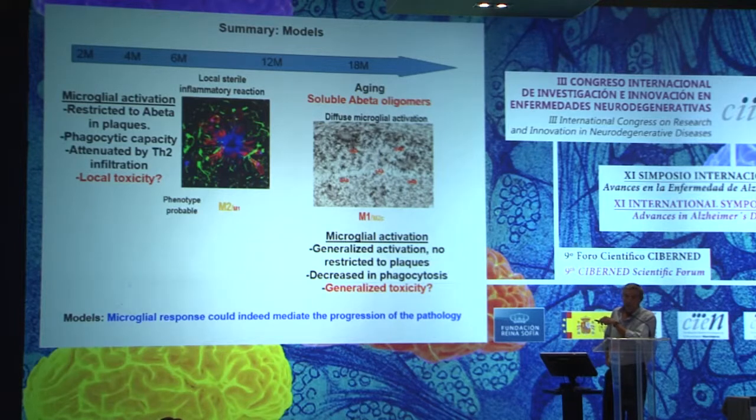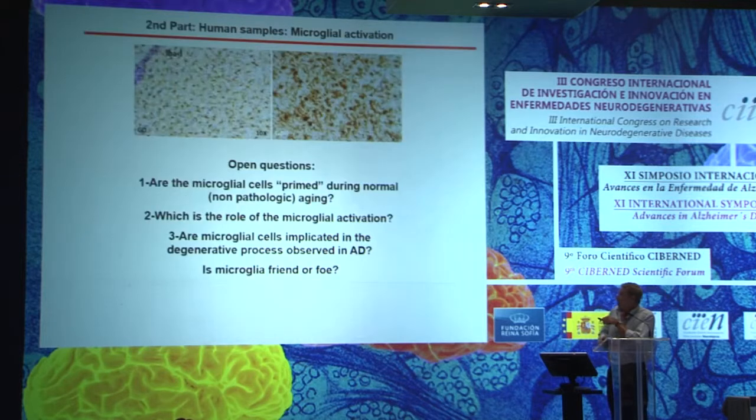In conclusion, in models, at least in our hands, the microglial response could indeed mediate the progression of the AD pathology. So, in the second part, and based on what we know about the microglial response in models, we start characterizing this response using human samples.